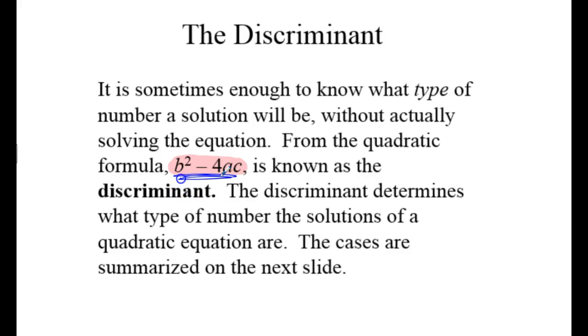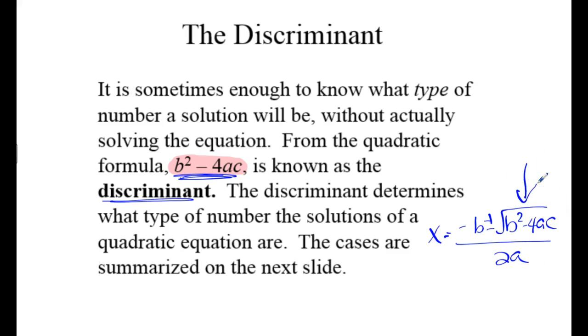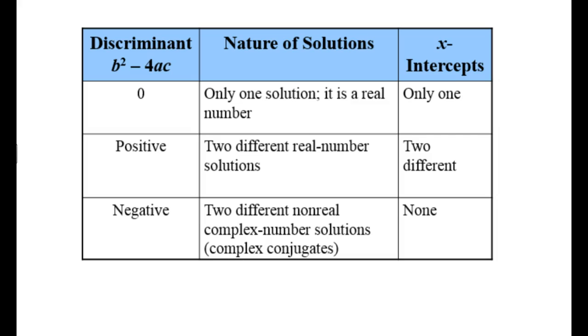So again, the discriminant is the b squared minus 4ac. If you remember a previous video, x is equal to negative b plus or minus the square root of b squared minus 4ac, all divided by 2a. So we're looking just specifically at what's underneath the radical. You don't take the square root of it. The value that's underneath the radical is the discriminant.